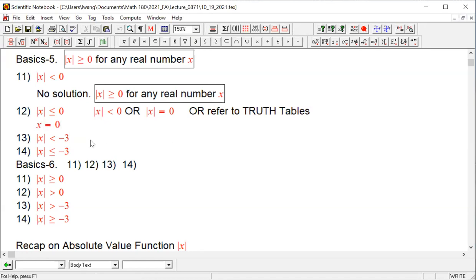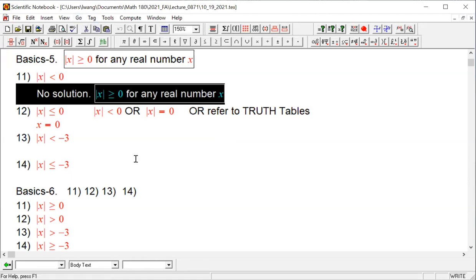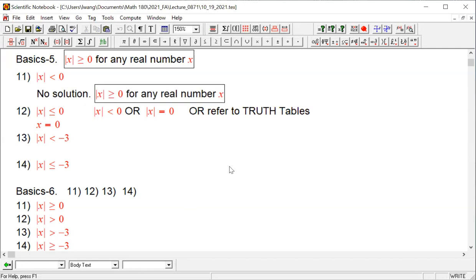Okay, how about number 13 and 14? How about the solution to number 13 and 14? Professor, can we say the question is an invalid question? No, the question is valid. There's nothing wrong with the question. Number 13, the absolute value of any.